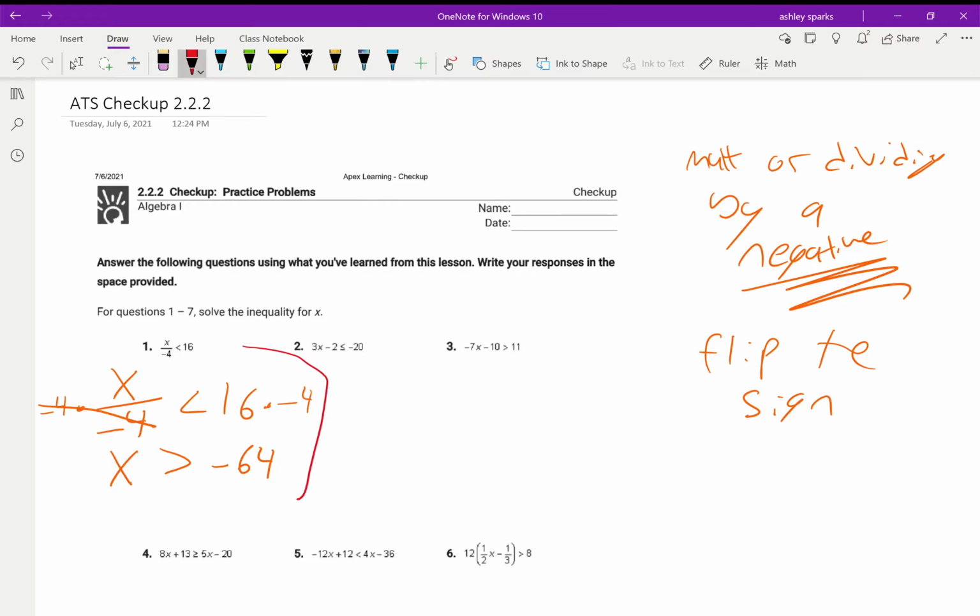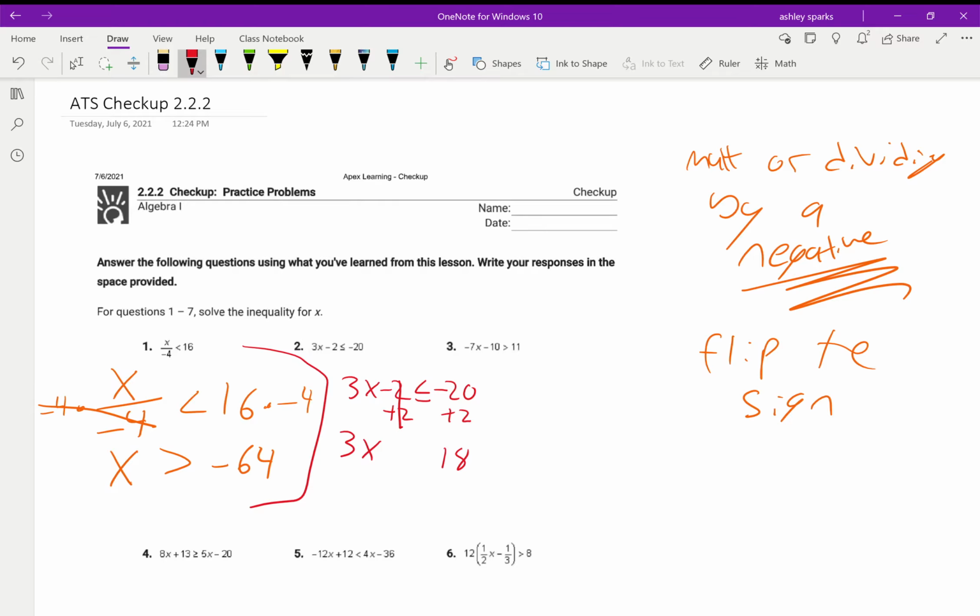In my next one, I have a two-step equation. So I have 3x minus 2 less than or equal to -20. Like we did with the two-step, multi-step equations, start off with that -2. The opposite of -2 will be to add 2 to both sides. So I got 3x, the 2's cancel, -20 plus 2 will give me 18.